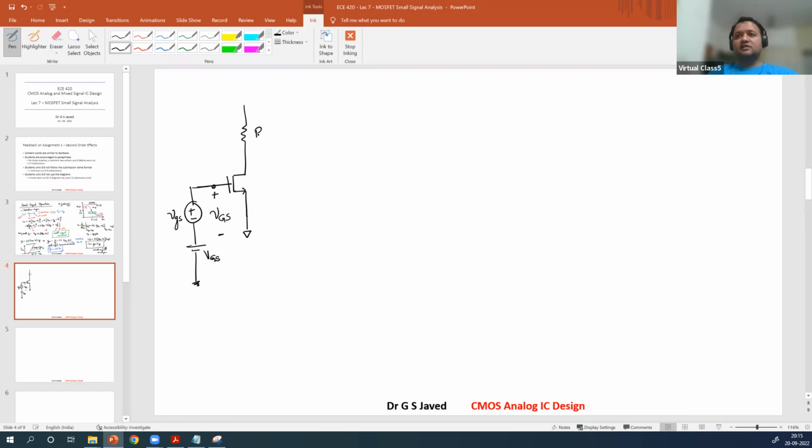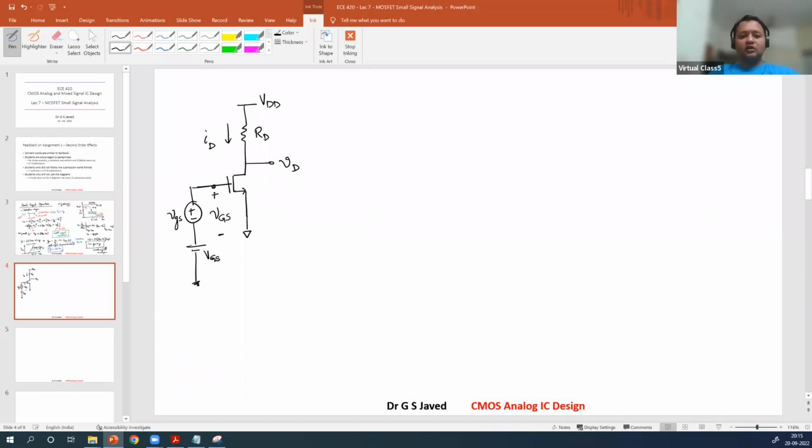Next, this resistor is only DC, so the current that will flow is directly dependent on the VD voltage and VGS voltage. So this will be small i, capital D. Here you will have the supply voltage VDD, and the output is given as VD, small v, capital D. So this is the equation.